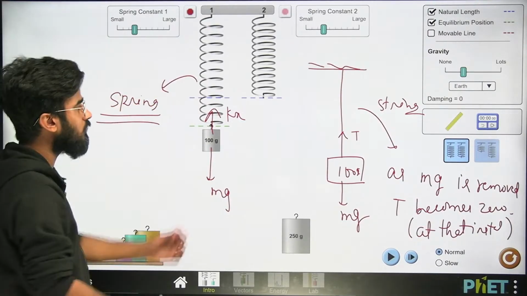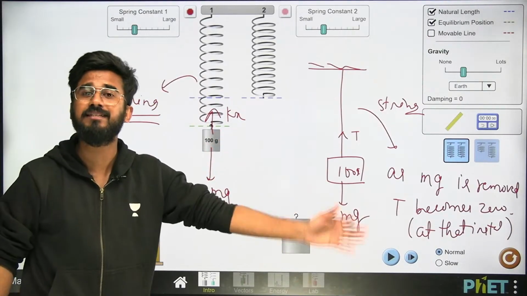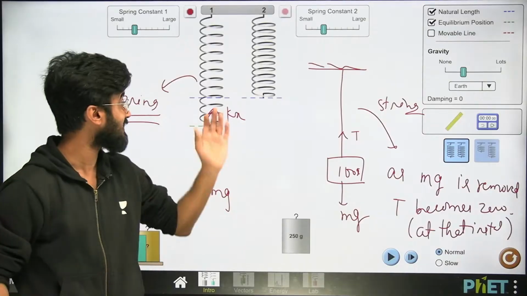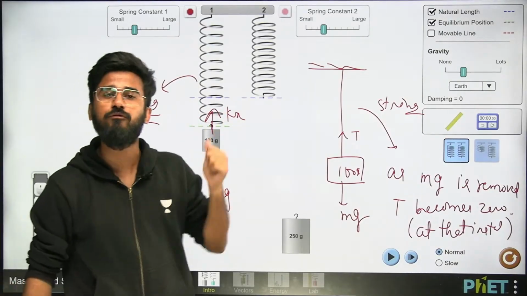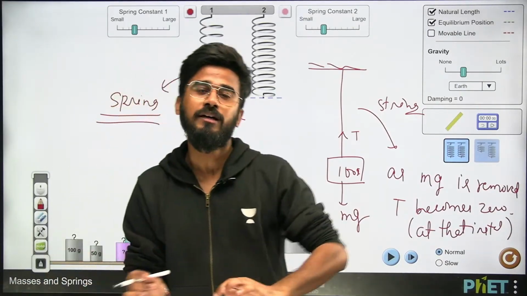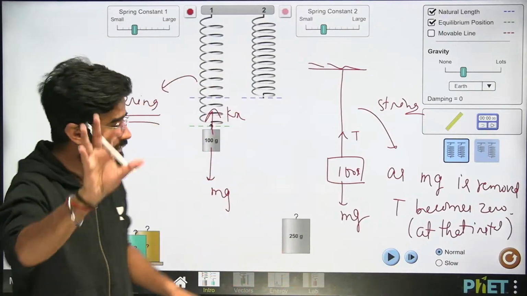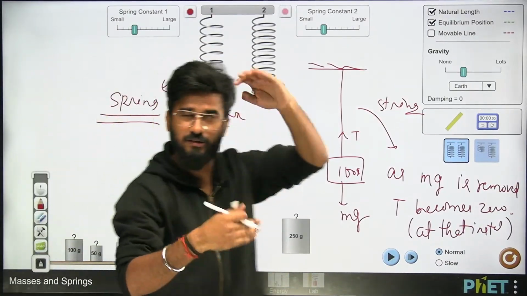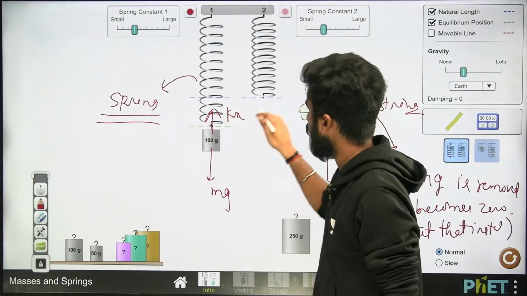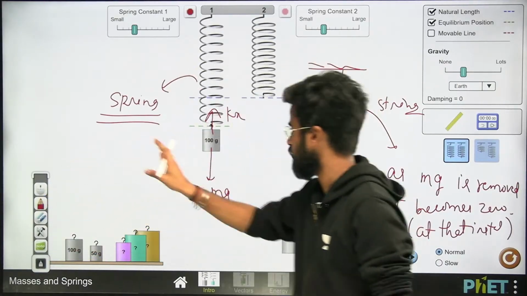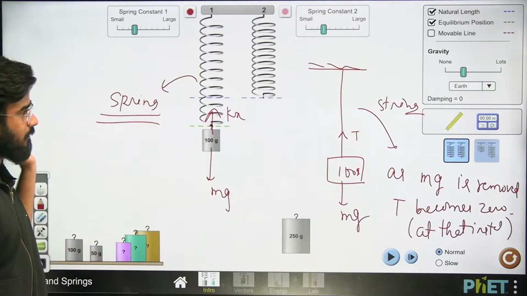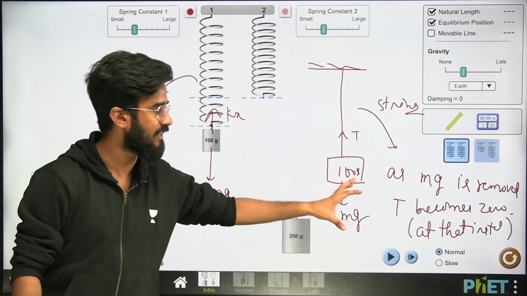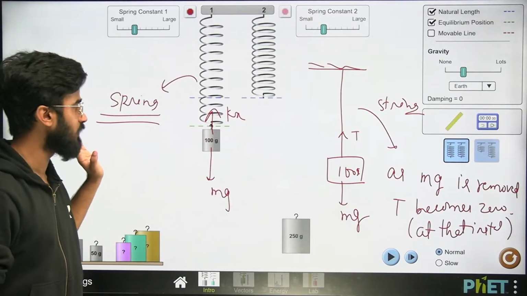So if we remove this mass, tension doesn't get, sorry, this is not tension, this is kx. Spring force doesn't get zero. It remains here, and the spring just goes up. You can imagine it. We just removed it here. Let me first note it, otherwise it will vanish. So just take a screenshot, and we are moving to the next.